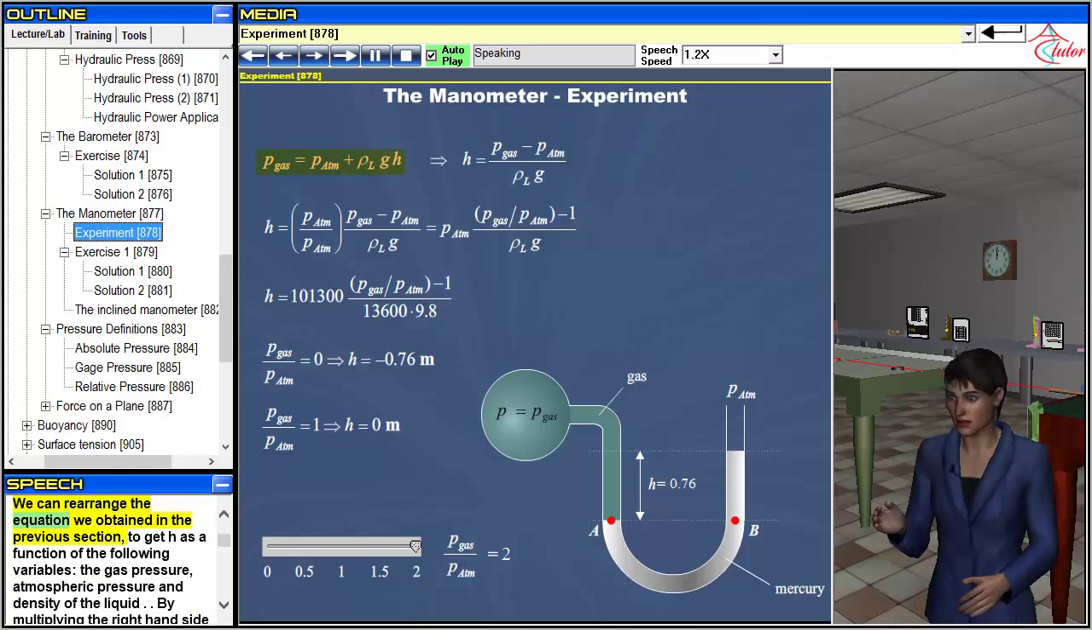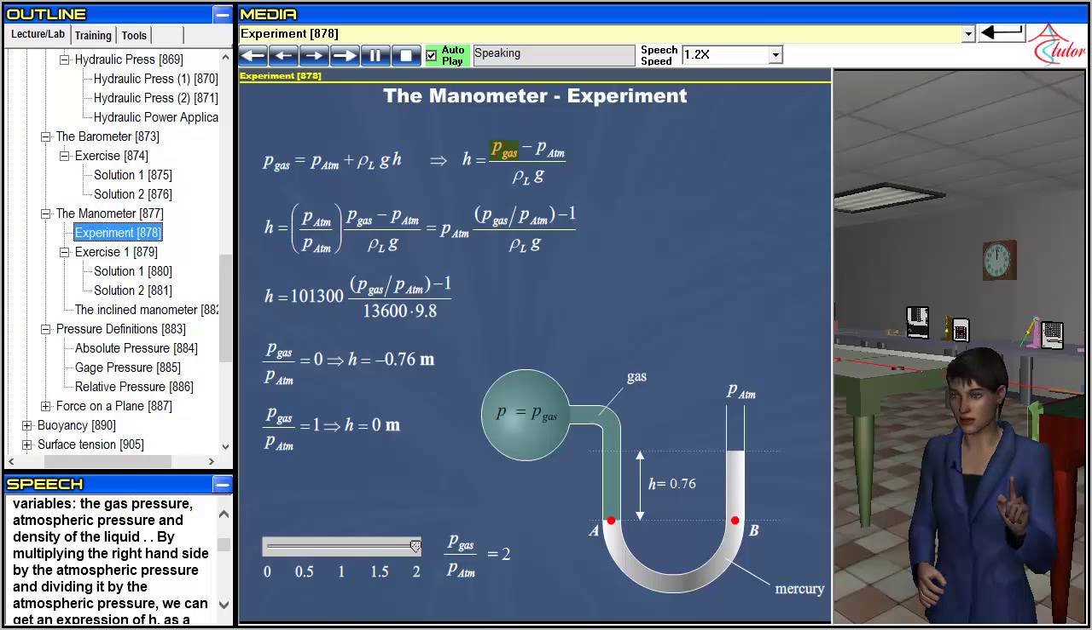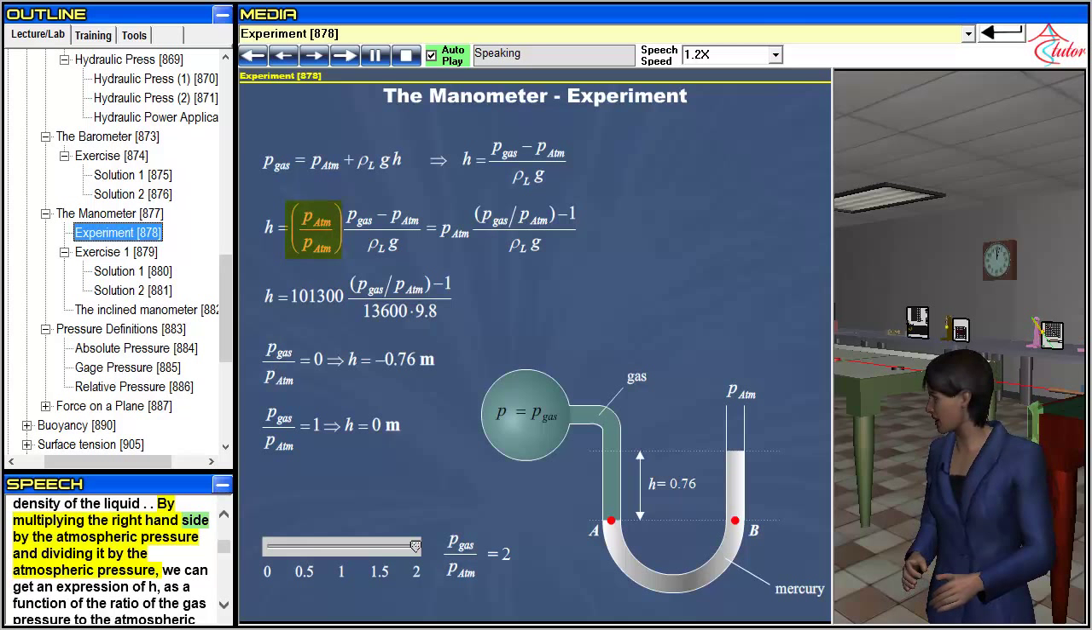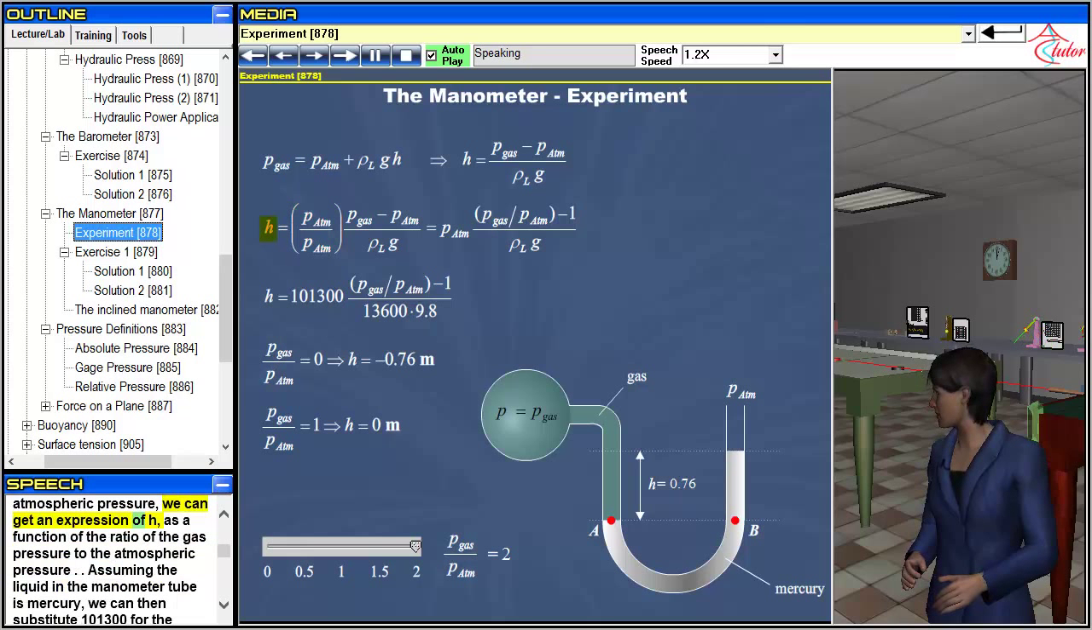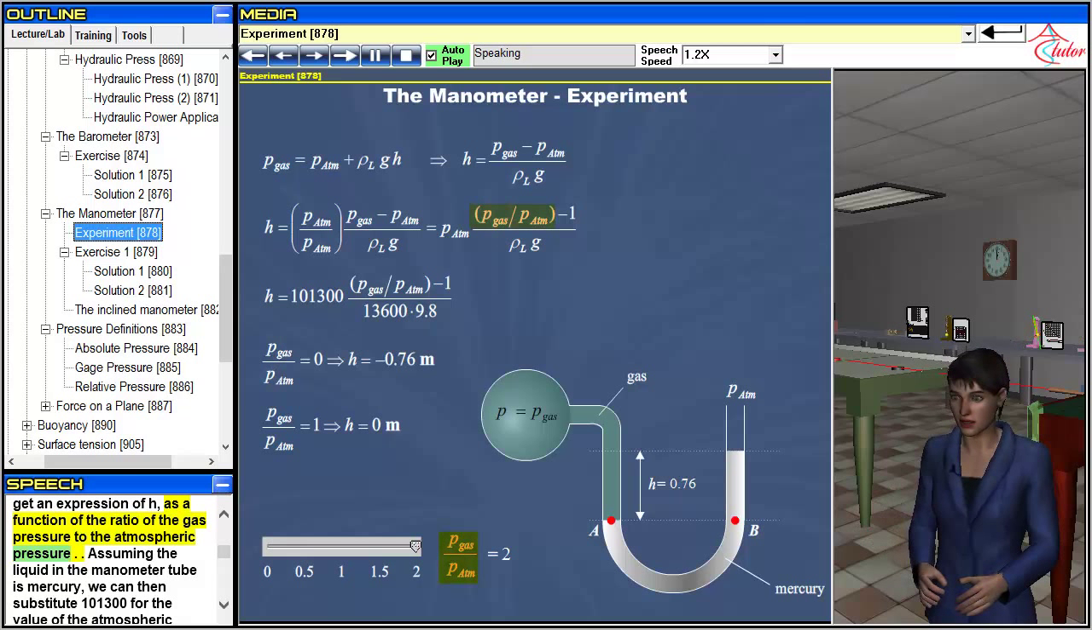We can rearrange the equation we obtained in the previous section to get h as a function of the following variables: the gas pressure, atmospheric pressure, and density of the liquid. By multiplying the right-hand side by the atmospheric pressure and dividing it by the atmospheric pressure, we can get an expression of h as a function of the ratio of the gas pressure to the atmospheric pressure.